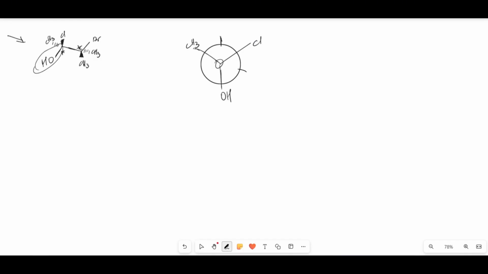Then you have your CH3 over here, which is the back carbon. Your CH3 is going to face the top like normal. And now you have your wedged and dashed groups, which are both CH3s, which you could put down like this. And this would be your Newman projection for this molecule.